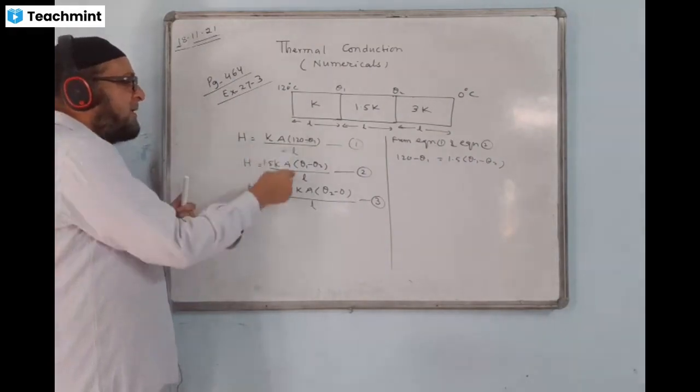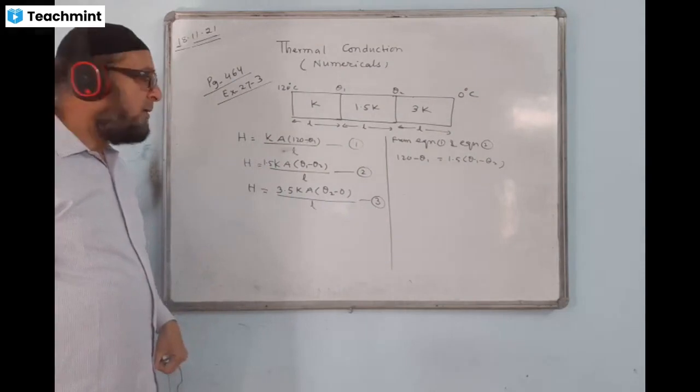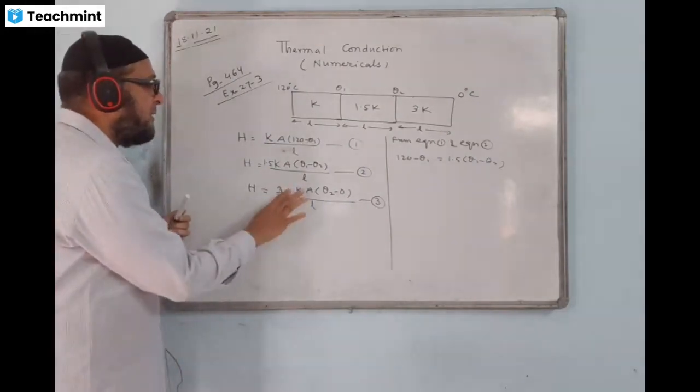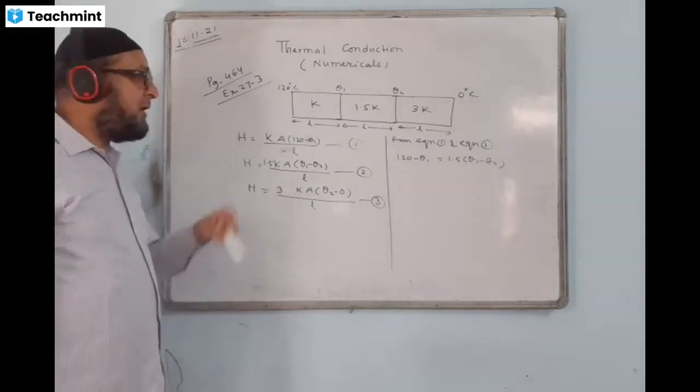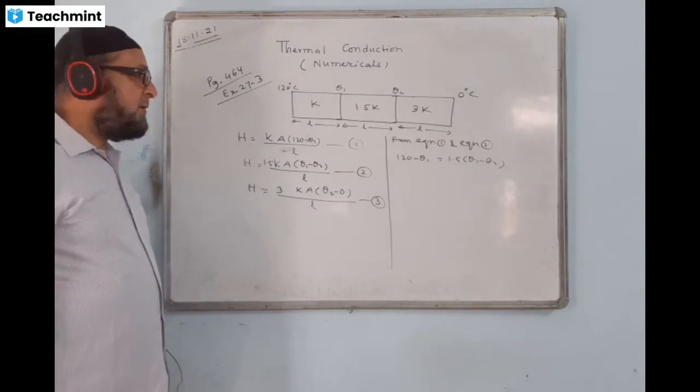K cancel, this is cancel, L also. Sorry, in equation 2, why did you write 3.5? So that should be 3, no? Oh, sorry, this is 3, yeah, 3K. Yes. Thank you for correction. This is 3K. So we are 3K there.